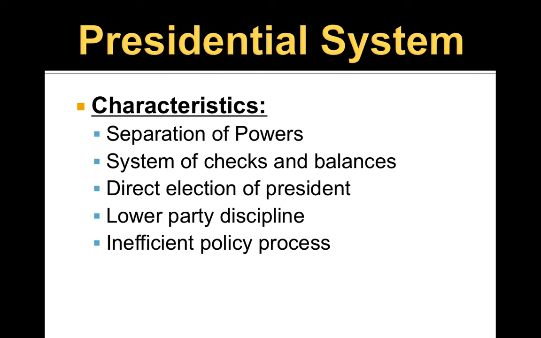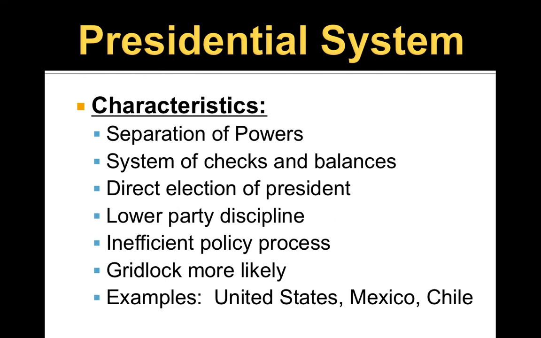Because of that, there's a pretty inefficient policy process, because all of these checks and balances have to be taken into consideration. And gridlock, or in other words, the inability to move legislation through, is more likely, either through the House of Representatives, the Senate, and then it also has to go to the president. And if he or she vetoes it, it comes back to the Senate, and it just takes longer. Gridlock just means it gets locked up. Examples of this: United States, Mexico, Chile.